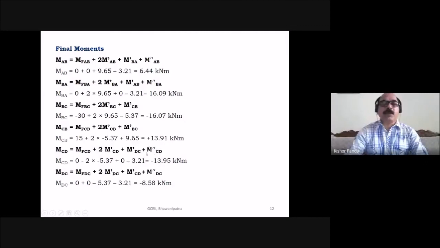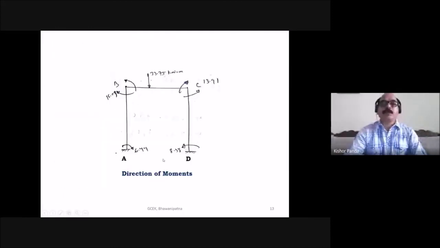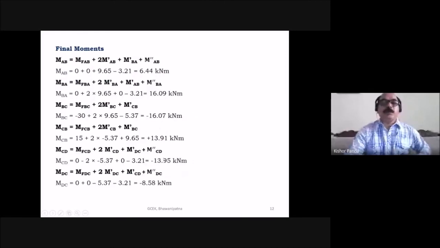Here you have to take the translation moment, and here also you have to take the translation moment. So this is minus 13.95 and this is minus 8.58. So these are the final moments. Then here you see this is almost the same value, because there is some calculation error. So 13.91, this is 13.95. So this is almost the same.